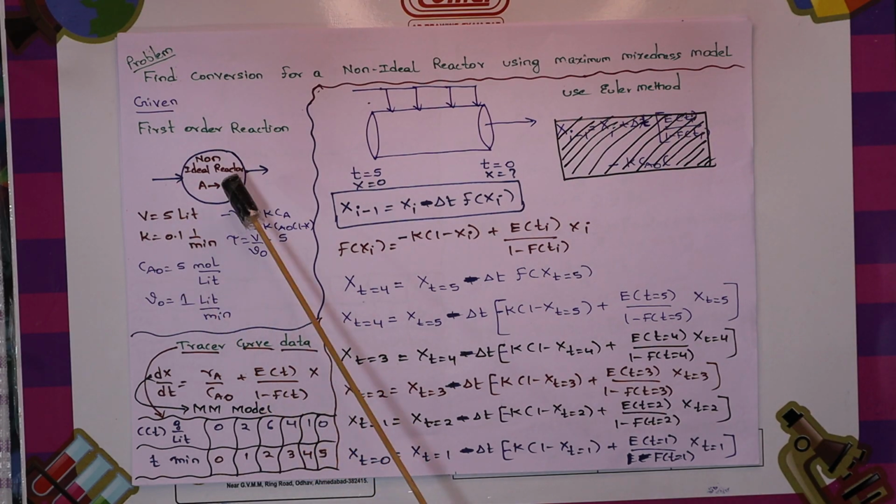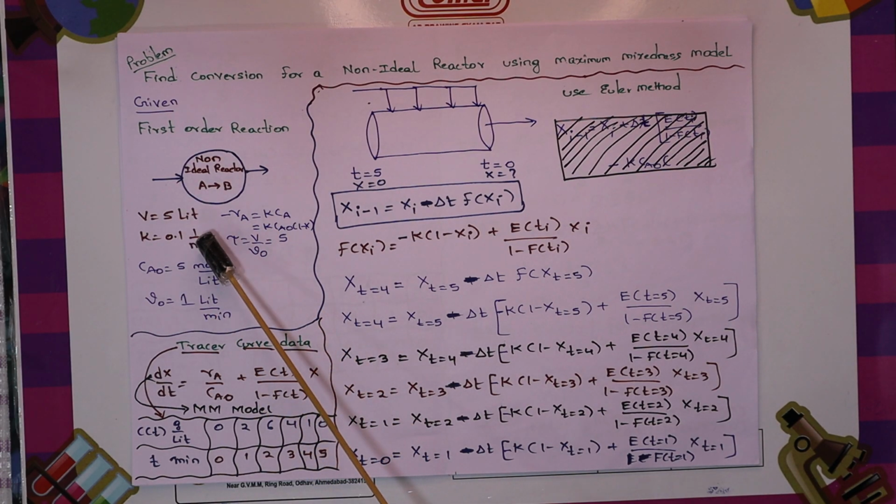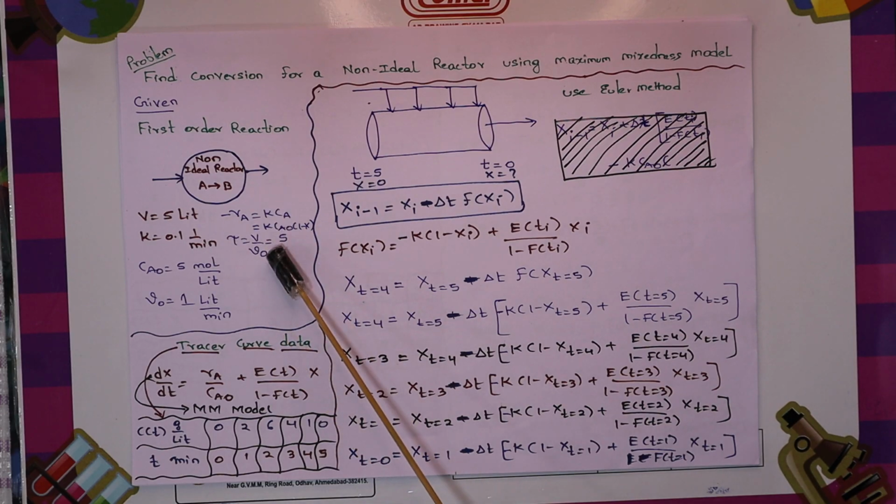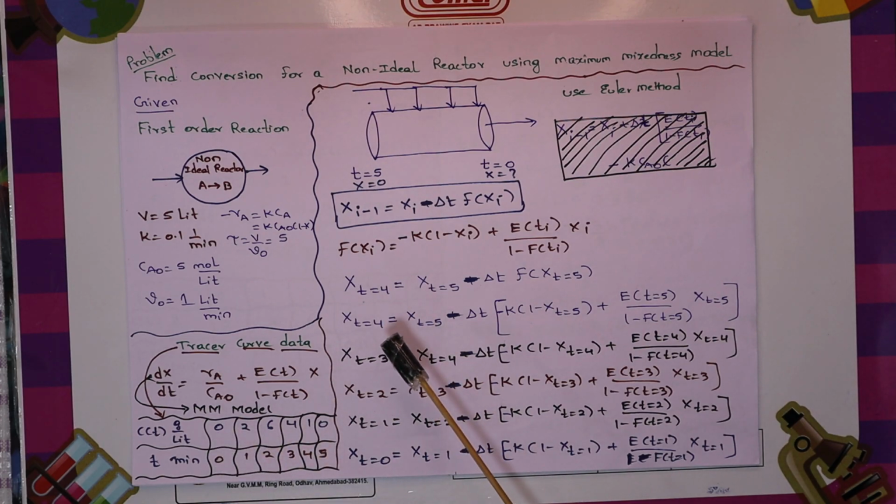Given are the non-ideal reactor volume, the rate constant for a first order reaction, tau which is the space time, the initial concentration, the initial volumetric flow rate, and the tracer curve data. From the tracer curve data we get E of t information, time information, and F of t information. So the tracer curve data is important.